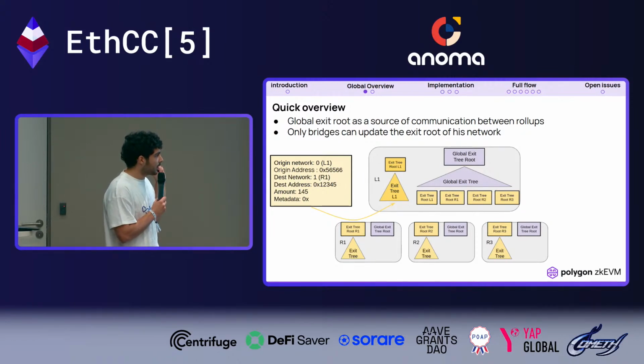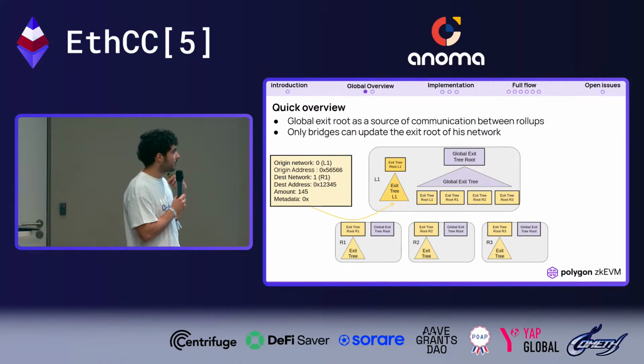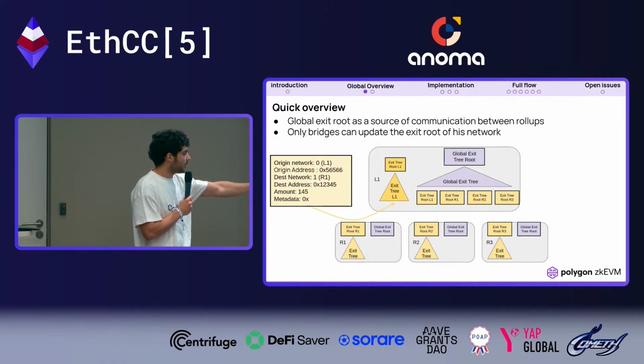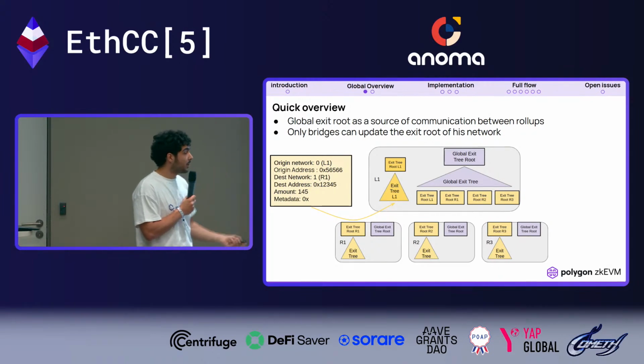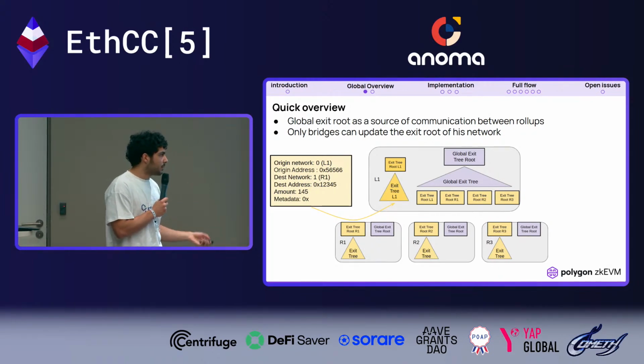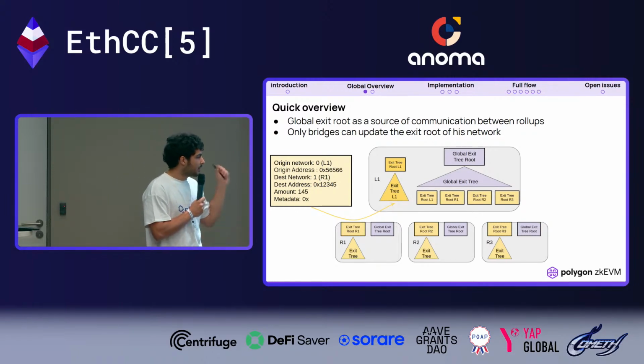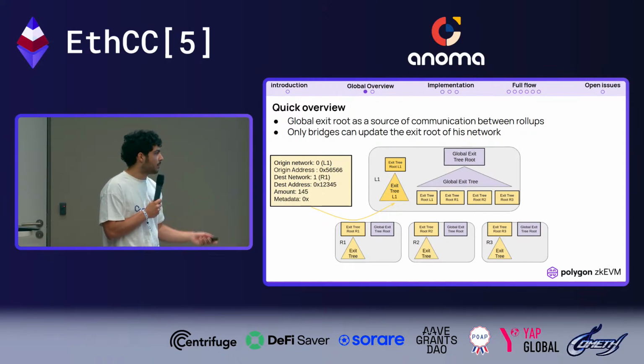So for example, if I want to bridge some assets from the mainnet to rollup 1, a new leaf in the exit tree of layer 1 will be created with more or less this information: origin network mainnet, destination network rollup 1, and then amount, destination address, and so on, the meta information. Then from rollup 1, we can check against the global exit root. With a Merkle proof, we can prove that this leaf exists, and therefore we can claim the tokens that came from layer 1 to rollup 1. And of course, the other way around will be possible also.